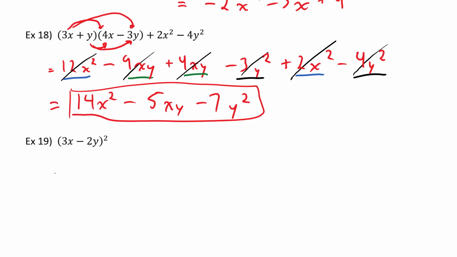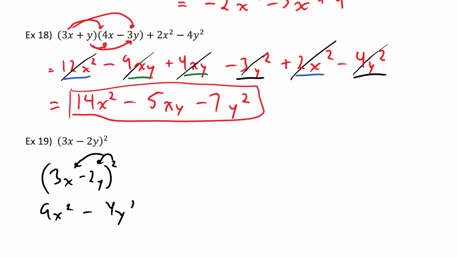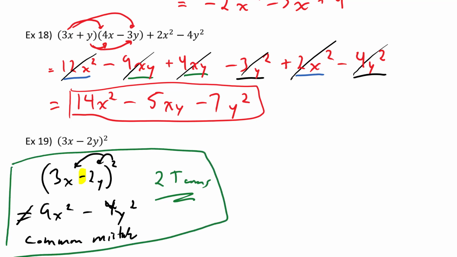Let's take it up. 3x minus 2y squared. So I just distribute this here and here, right? And I get 9x squared minus 4y squared, right? Wrong. Do not do that. This is a common mistake. You can't do that. Why can't you do that? Because these are two separate terms. These are two terms. You cannot do that. So please don't fall into that trap.